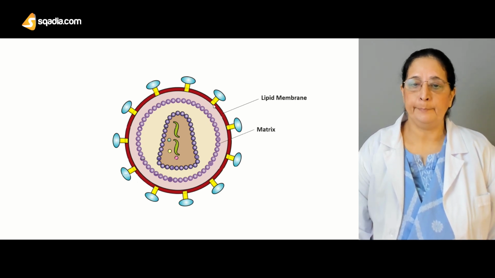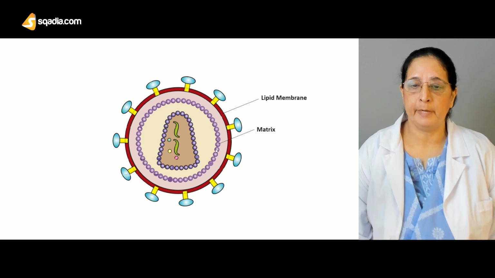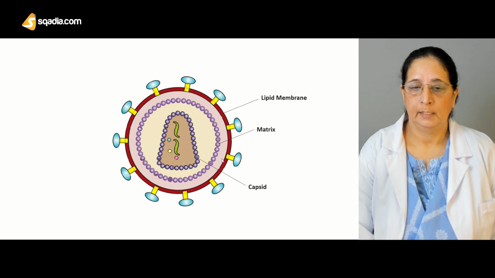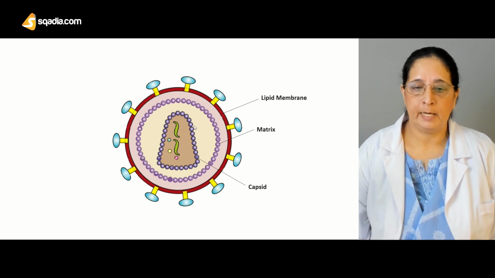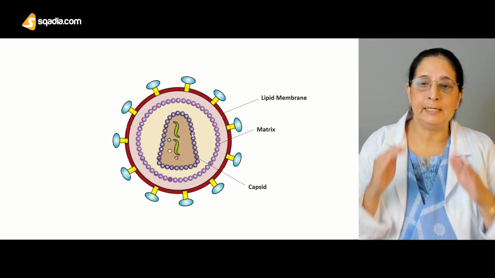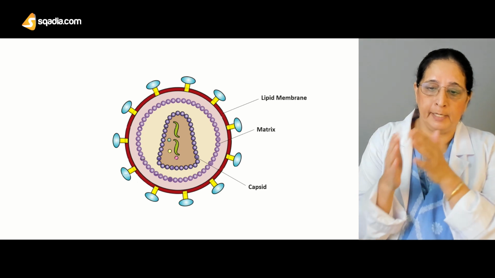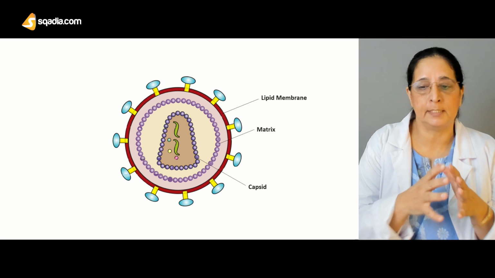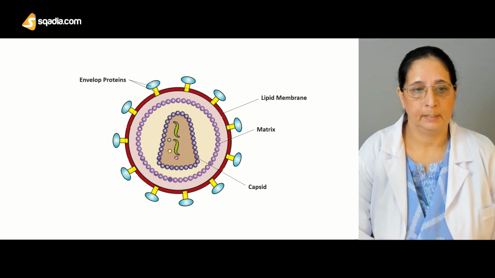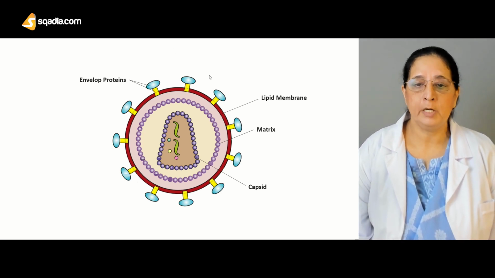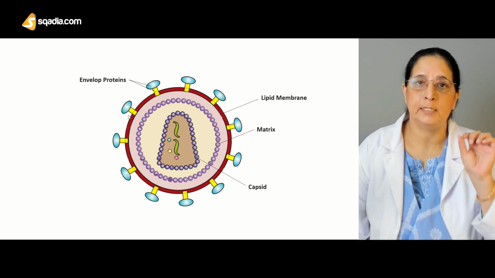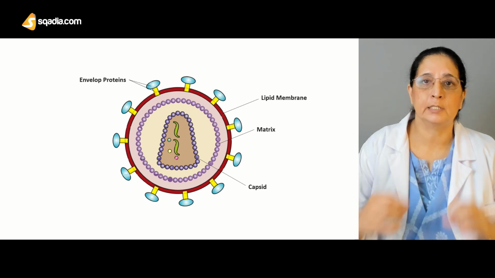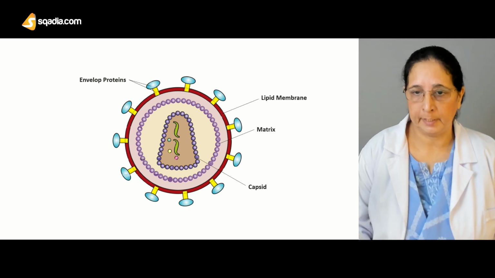Then inside the lipid membrane, this is the matrix of the virus. Then we have the capsid. So 3 layers you can see: lipid membrane, then we have the inner matrix, and inside that there is the capsid. And the surrounding lipid membrane has the envelope proteins, which are like projections coming out of the lipid membrane.